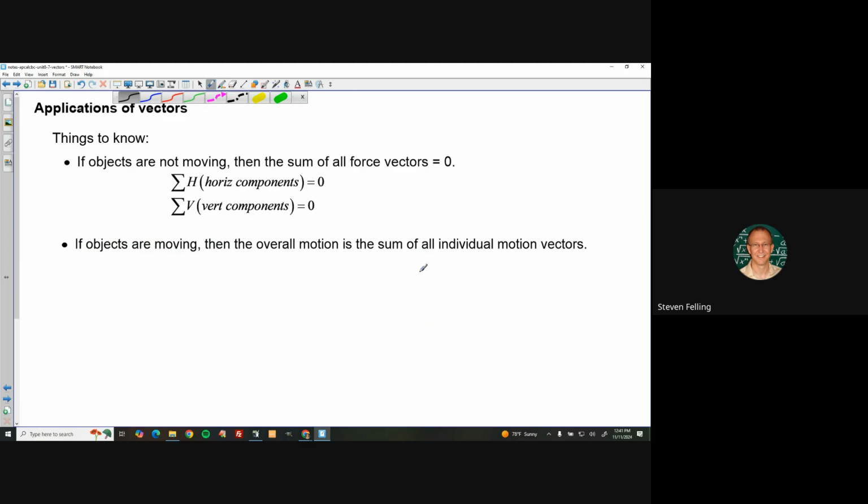Things to know. Sometimes you have to define what the vectors represent. If objects are moving, then a lot of times we're having the vectors represent velocities, right, or motions. If objects are not moving, then often, since nothing's moving, the vectors are representing forces. And in that case, if the object's not moving, the sum of the forces has to be 0. So I'm going to show you 2 quick examples.